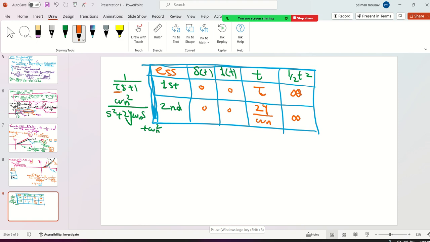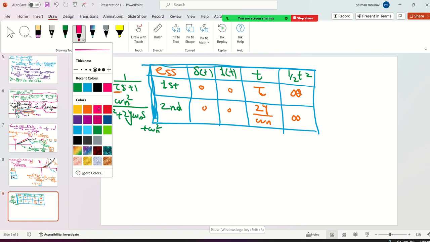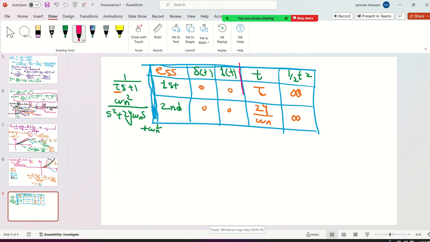You got it? So it means you as control engineer, after this point, you need controller to fix this. Because you don't need controller here for the steady state. After here, you need controller. You need controller for these inputs.